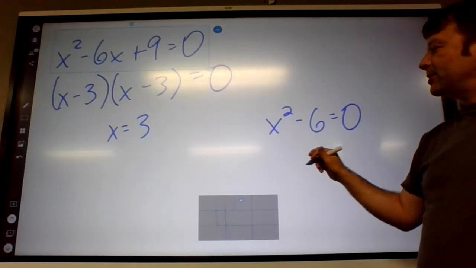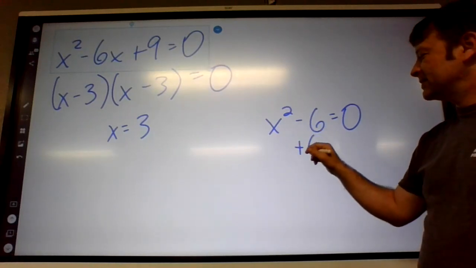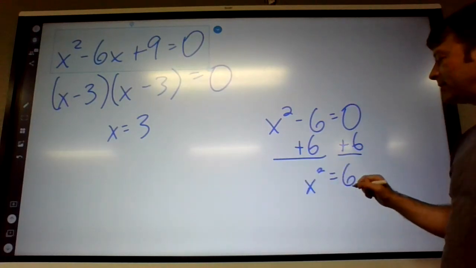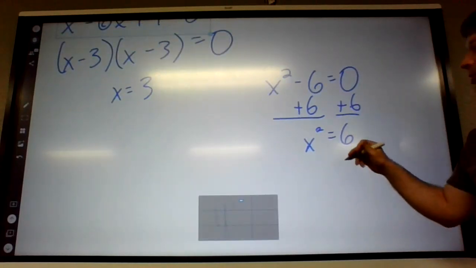So how would I get x squared by itself? Add 6. Okay, then it's x squared equals 6. What do we do after that? Square root.